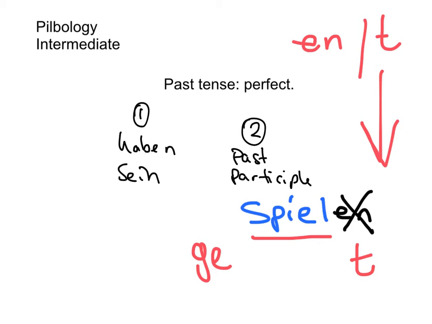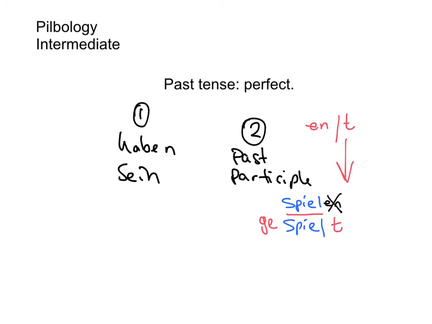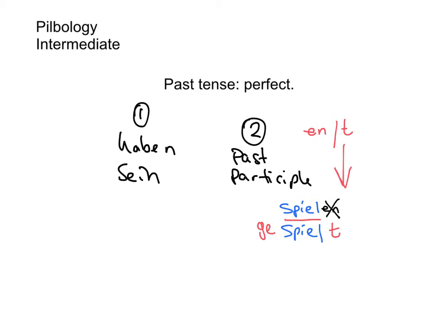Okay. So, in this example that we've got, gespielt, we bring the Spiel down, the root, and then we are left with gespielt. So, gespielt means played. Now, in German, we wouldn't just say, I played football. If I ask you what you did at the weekend, you say, I played football. I played football with some friends. In German, we would say, I have played football.